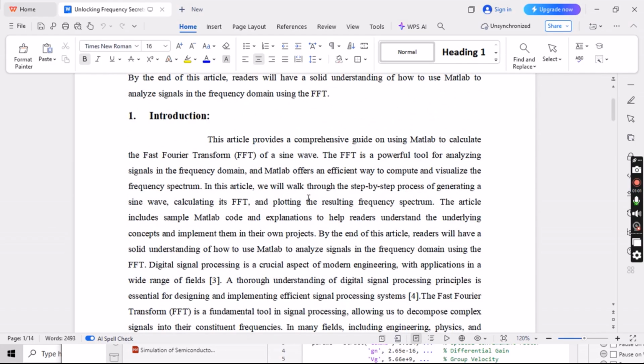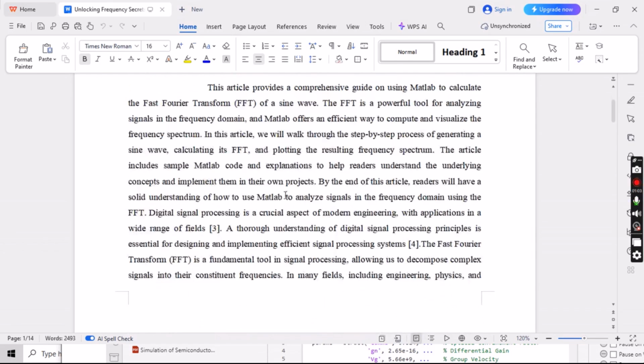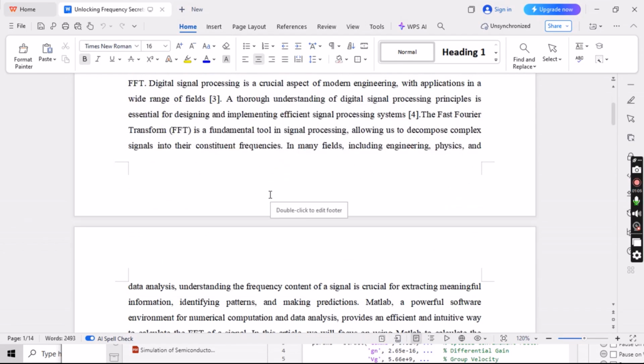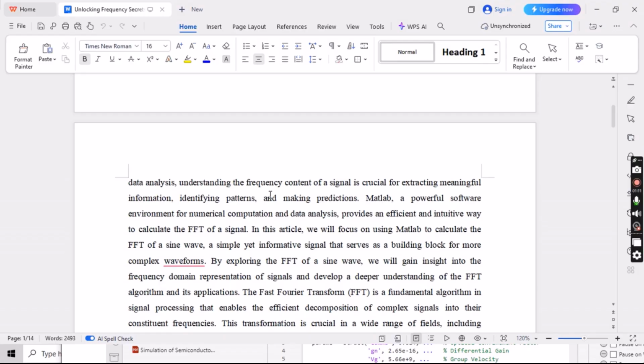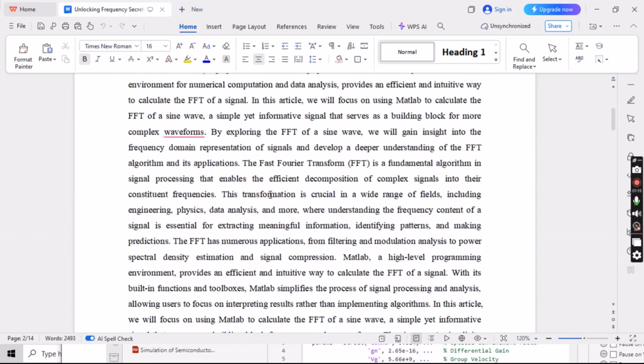So in this one I have added the abstract with the introduction of the FFT, fast Fourier transform of sine wave signals, as used in image processing, and the waveforms we have just added. A high-level programming environment basically provides an efficient and intuitive way to calculate the FFT of a signal.